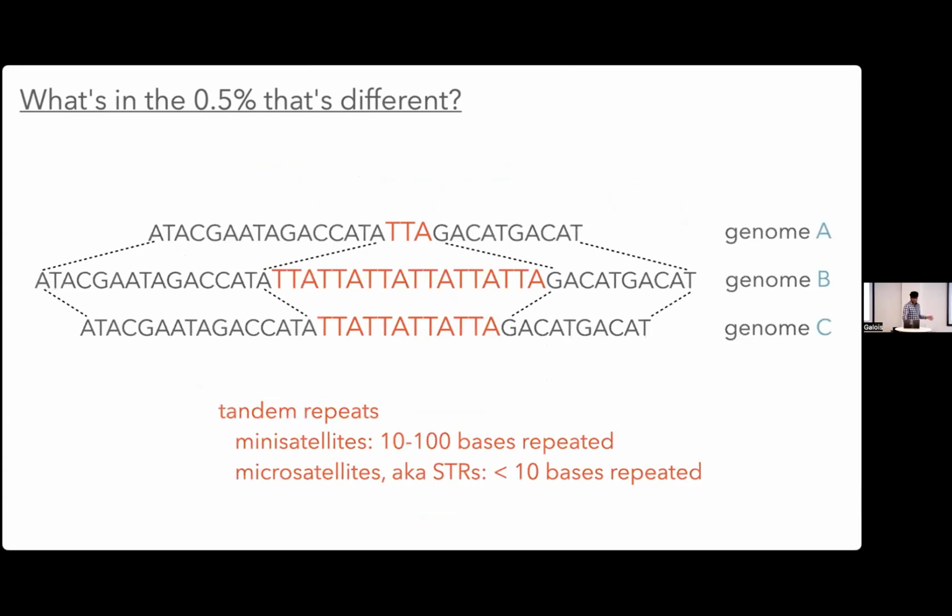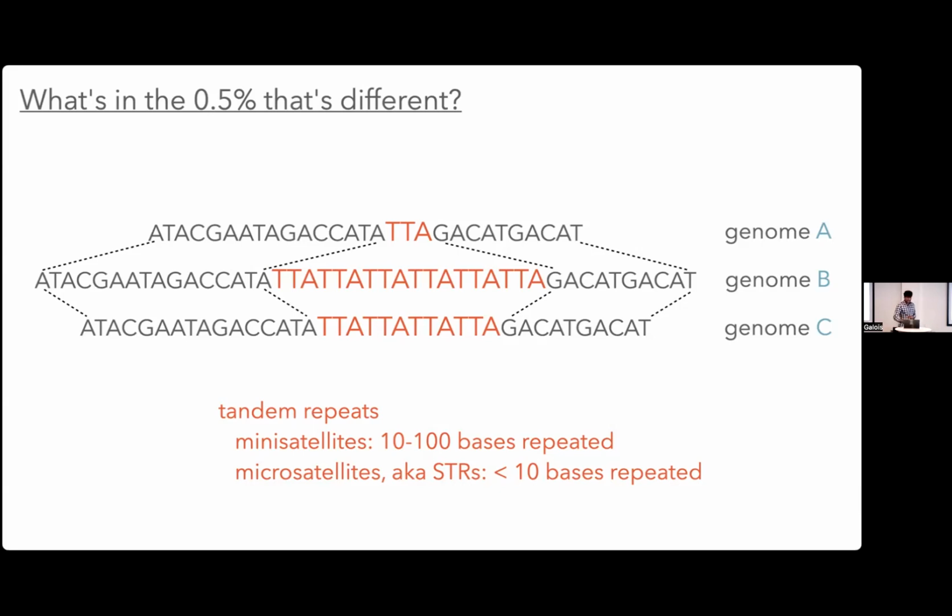A class of variants I'll keep coming back to are tandem repeats. Now, they are grouped into mini satellites and microsatellites according to what the repeat unit is. Tandem, again, means side by side. So mini satellites, the repeating unit has 10 to 100 bases, and for microsatellites, it's less than 10 bases. Microsatellites are otherwise known as short tandem repeats, or STRs.